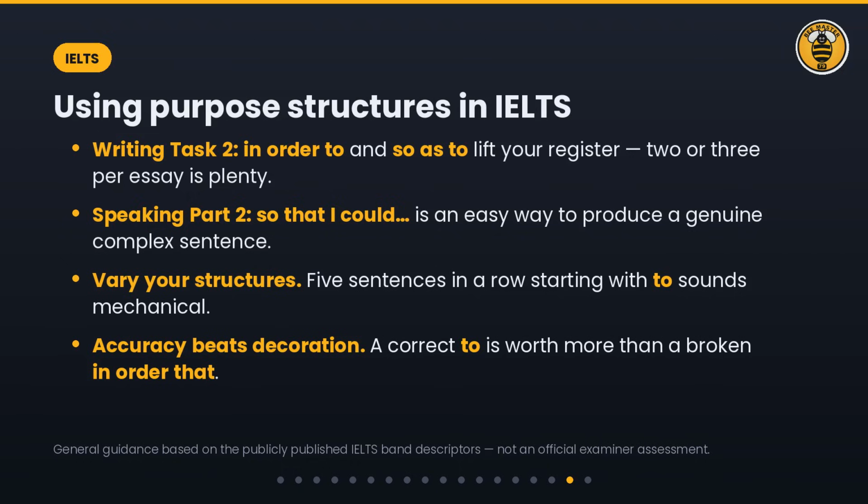Whatever you do, vary your structures. 5 sentences in a row, all beginning with to, sounds mechanical, and an examiner will notice. And the most important point of all, accuracy beats decoration. A correct simple to is worth far more than a broken attempt at something fancy. This guidance is based on the publicly published band descriptors. It is not an official examiner assessment.